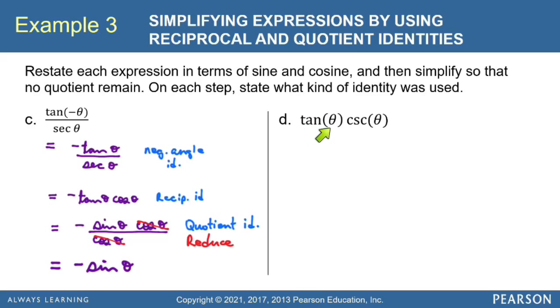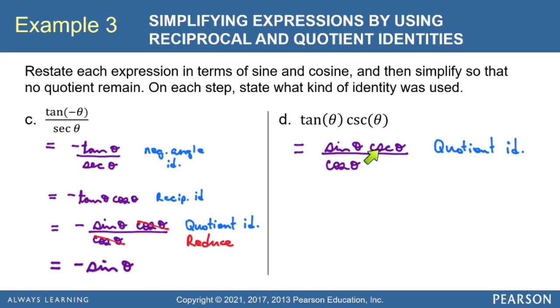So here we have tangent of theta times cosecant of theta. And we know we want to write these in terms of sine and cosine, and you could handle either one of them first. I'll just take the tangent of theta first. So I know that tangent of theta is equal to sine of theta over cosine of theta, and I'm just going to write down that I used a quotient identity to rewrite tangent of theta as sine of theta over cosine of theta.